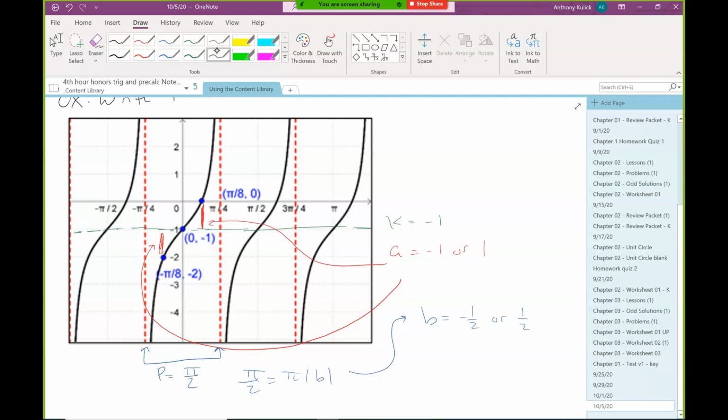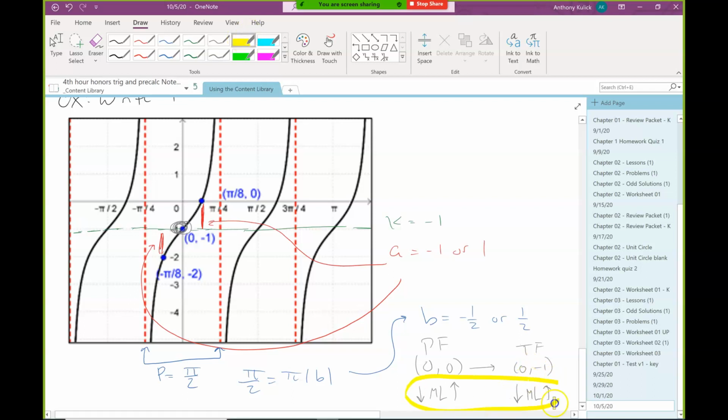The last thing is to figure out what the h is. So I'm going to use this point. So my parent function for tangent has 0, 0 on the midline. Now remember, for my parent function, we start, the graph points down. Then we have our midline point and the graph points up. Our transform function goes to 0, negative 1. It also points down, goes to a midline point, and then points up.